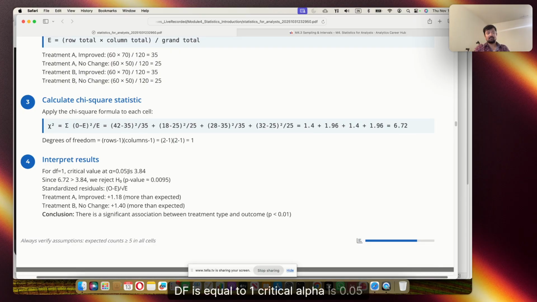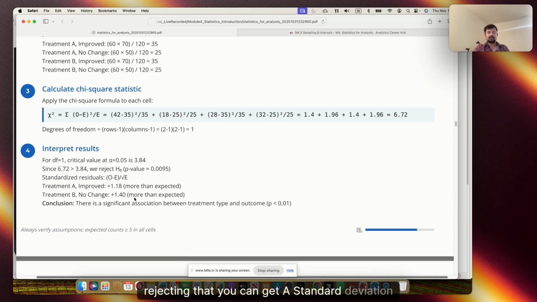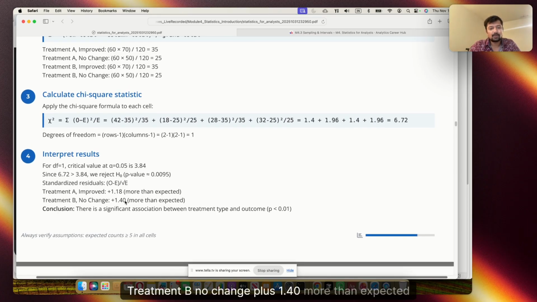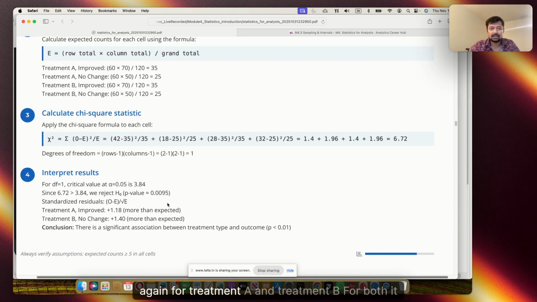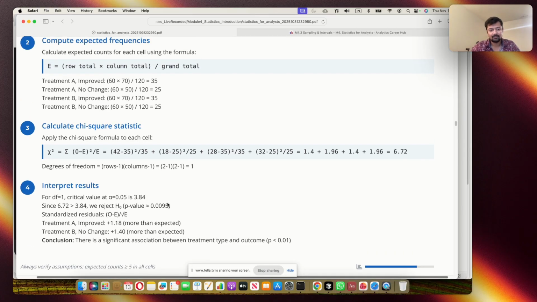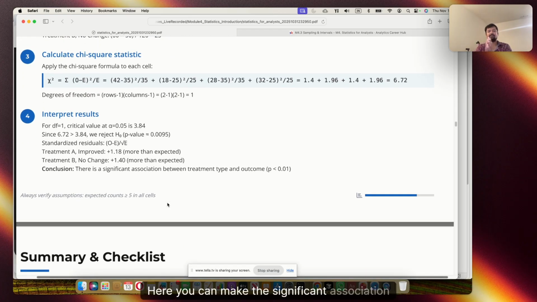Df is equal to 1, and the critical value at alpha 0.05 is 3.84. Since 6.72, the value that you are getting, is greater than 3.84, we reject the null hypothesis. Whenever the statistic you get is greater than the critical value, you reject the null. You can get standardized residuals. Treatment A improved is 1.18 more than expected. Treatment B no change is plus 1.40 more than expected. Again, for both treatment A and treatment B, it is always more than expected. So the ultimate conclusion is that you can make a significant association between the treatment type and the outcome.